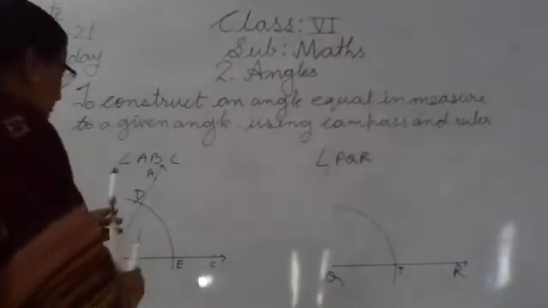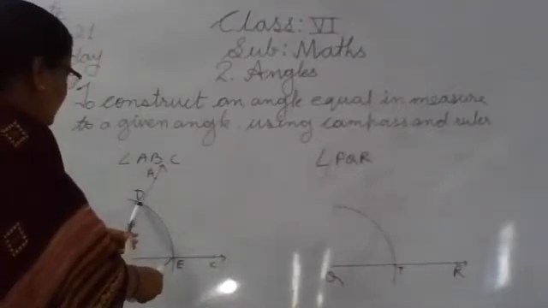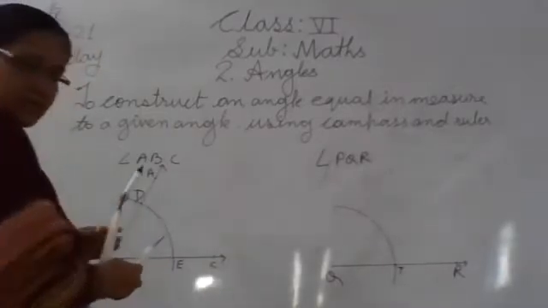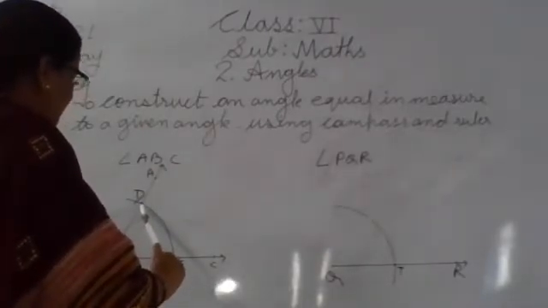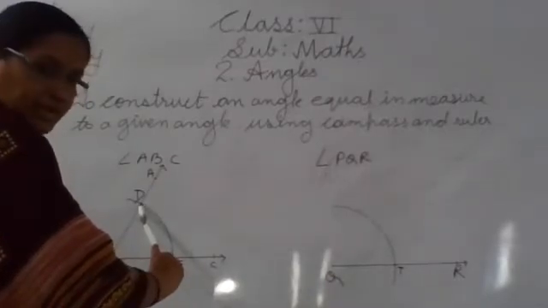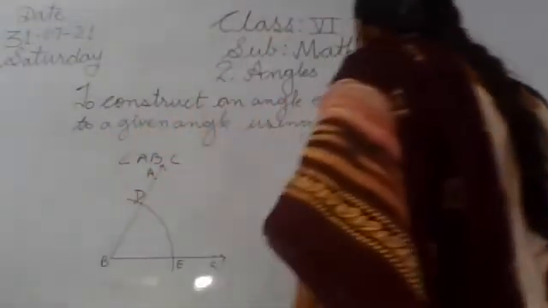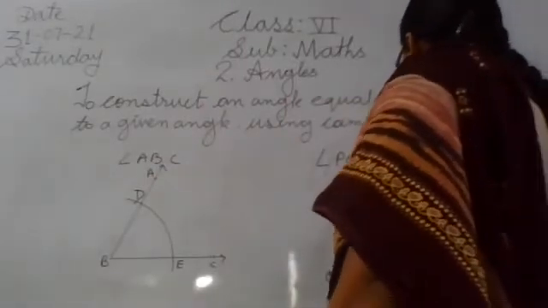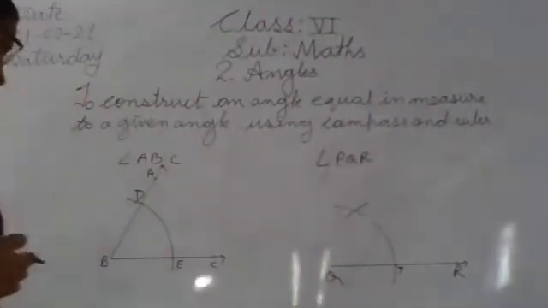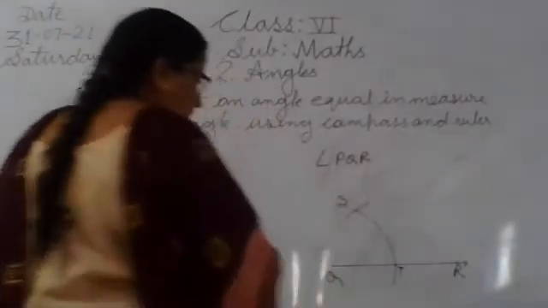Now place the pointer on E and open the compass and measure this distance, ED. Okay. So from this point E, we will measure the distance ED. Okay. Like this. Now without disturbing this, you have to place the pointer of the compass on point D and cut the previous arc. Now see here, you will get the new point of intersection S. So mark down this point S.